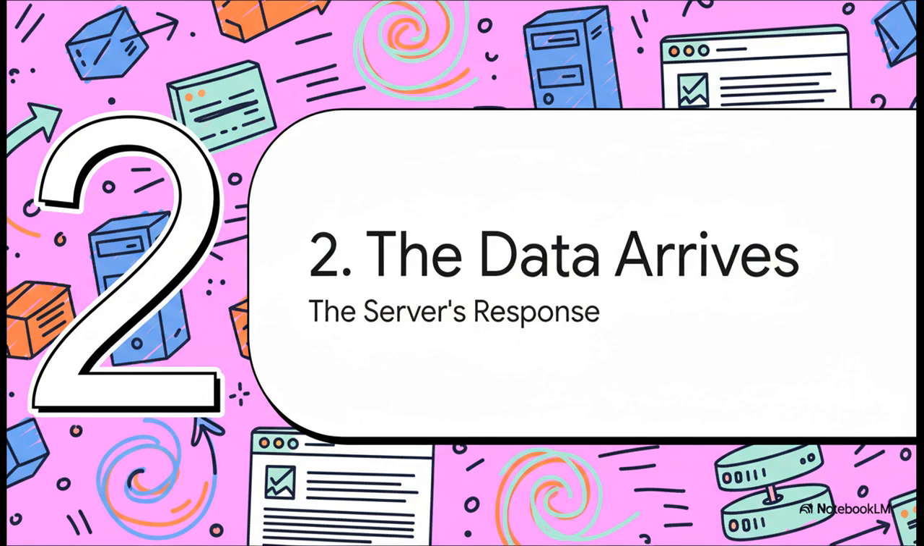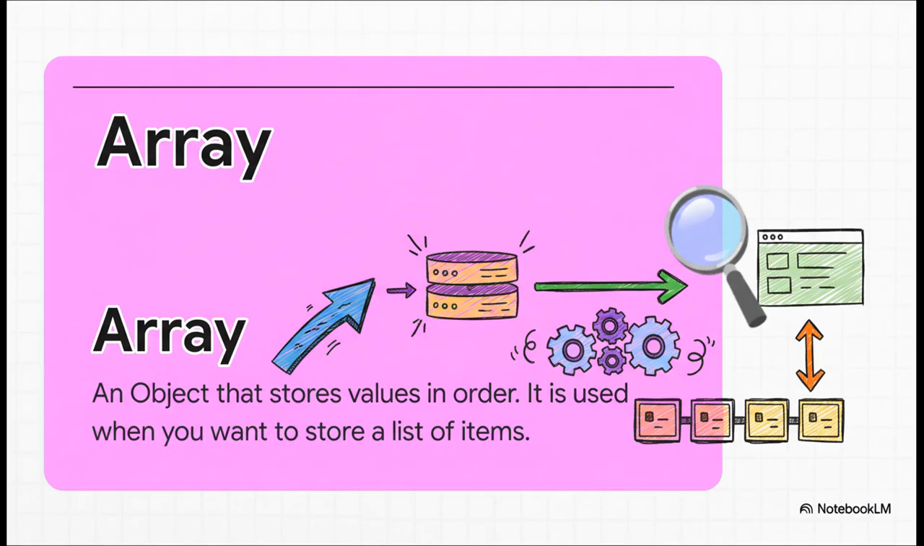Okay, so our request has been sent. The server does its thing, finds the data, and sends it back. But what does that package of data actually look like when it shows up on our doorstep? More often than not, this data shows up in a really organized list. And in the world of JavaScript, the perfect tool for a list is something called an array. Just think of it like a digital container that holds a sequence of items in a specific order, like all those social media posts or the products on a page.